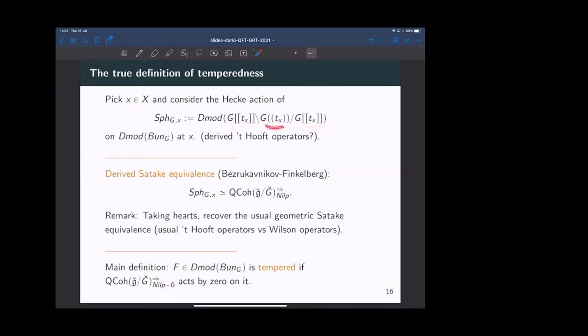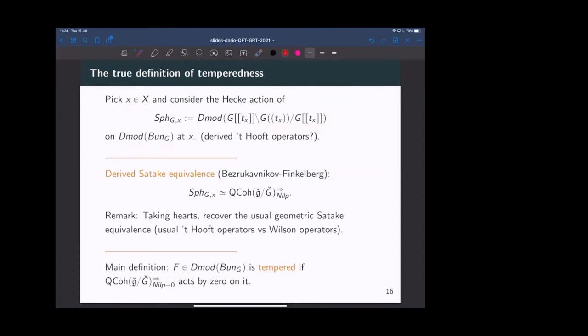It's the double quotient of the loop group at that point divided by the arc groups left and right, and I look at D-modules. And this, by the usual Hecke paradigm, acts on the category of D-modules on Bun_G by Hecke modification. And I guess those could be called derived operators. With a question for physicists.